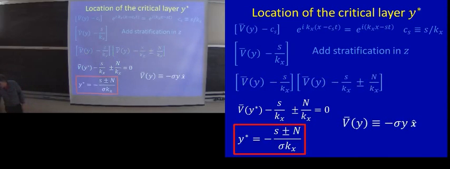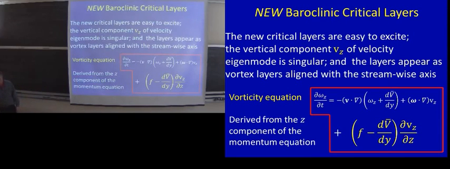But if I have a simple velocity, my velocity is simply linear in y. It's very easy algebra. I can write down by inspection the locations where these critical layers would appear, and they depend upon those frequencies and the wave number. And these are interesting.